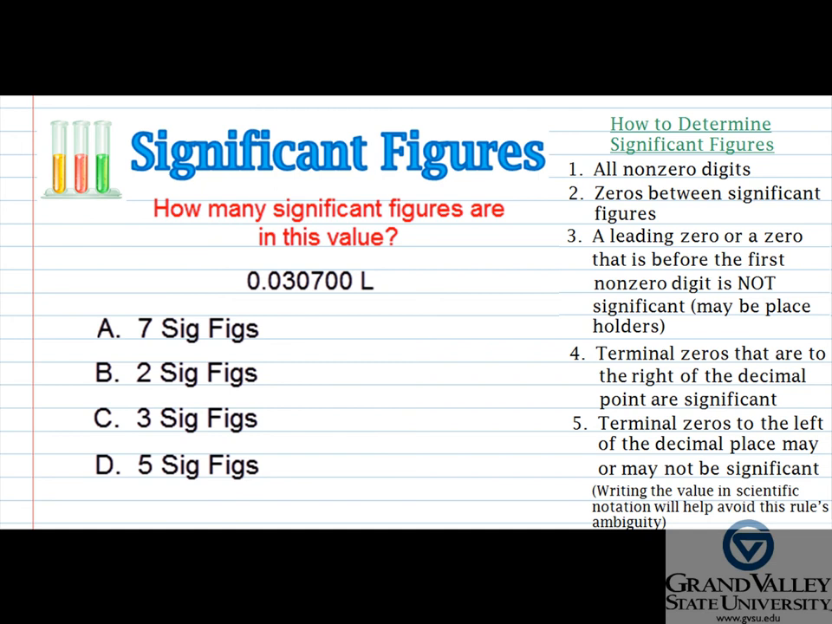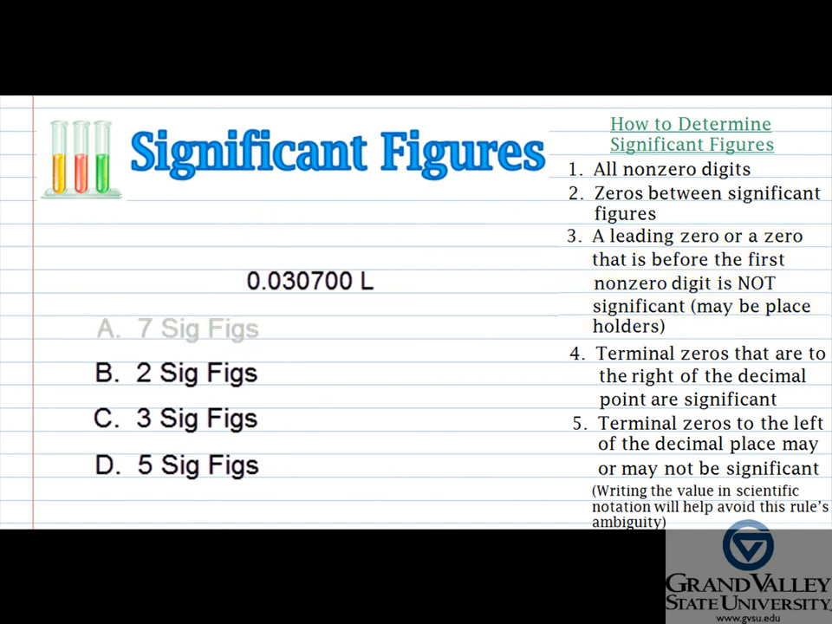For the last example, this number has a total of 7 digits, but some digits may or may not be significant. Let's figure out which digits are significant figures. Let's take a look at option A. According to rule number 3, a leading zero that is before the first non-zero digit is not significant. Therefore, these zeros are not significant, which causes option A to be incorrect.